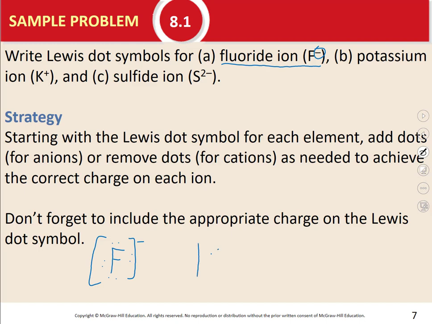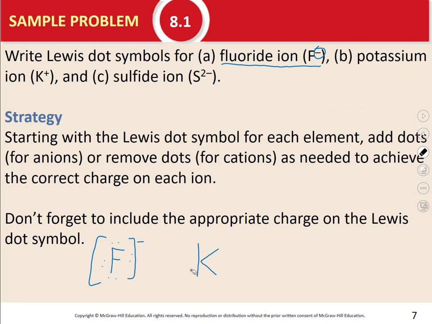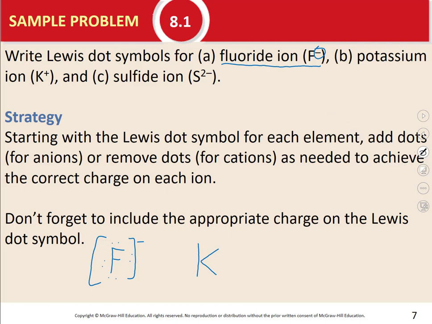So potassium normally has how many electrons? 1. Doesn't really matter which side we put it on. 1 electron. Now to become potassium plus, am I going to add or remove an electron? Remove. So let's say eraser and remove an electron. And then put a positive charge.